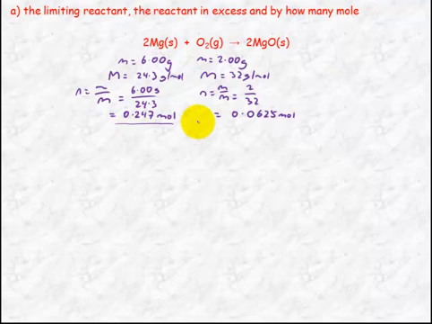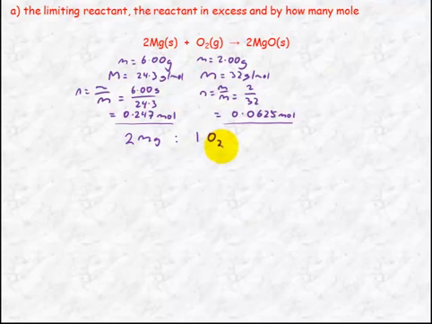Okay, so we've just worked out how many mole we've actually got available. Of magnesium, we've got 0.247 mole, and of oxygen, we've got 0.0625 mole. What we need to work out now is which is the limiting reagent, because that's the one we're going to base the rest of our calculations on. So, mole ratio, 2 magnesium will react with 1 oxygen. So that's our mole ratio.